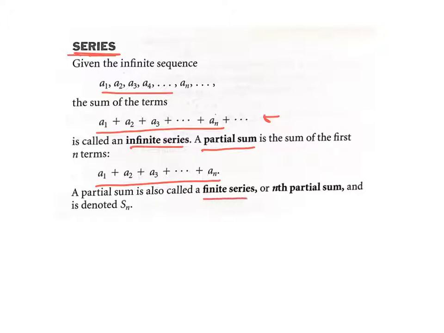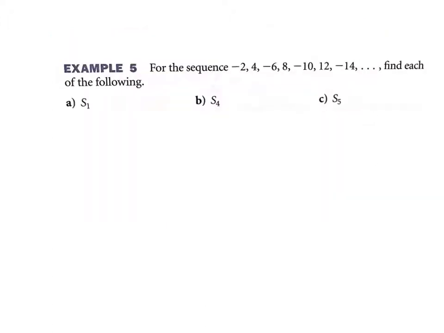A partial sum is also called a finite or nth partial sum. Tons of names, and I hope you don't see all those words. But a partial sum means you're going to add some of the terms, not every single one of them. And a finite series means you add them up. A sequence is just a list of numbers. Series, you add the numbers together.